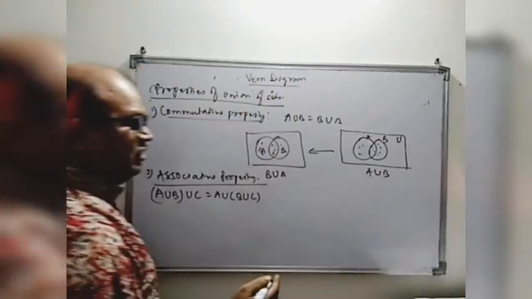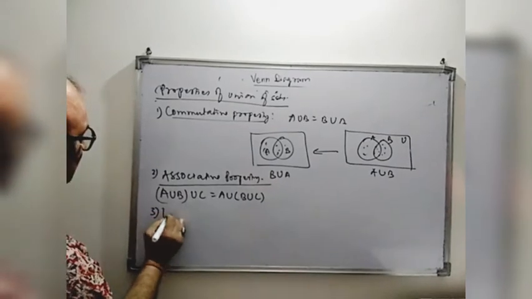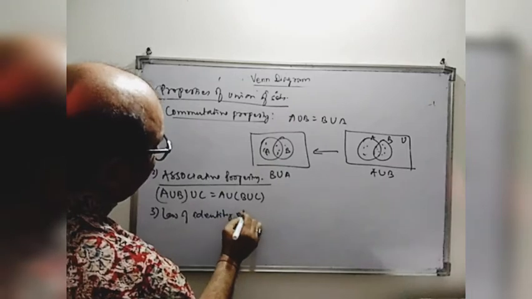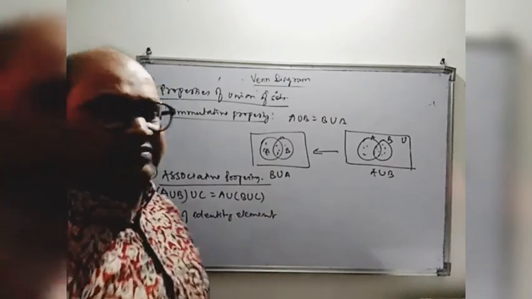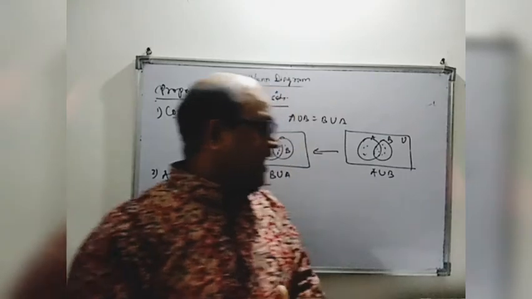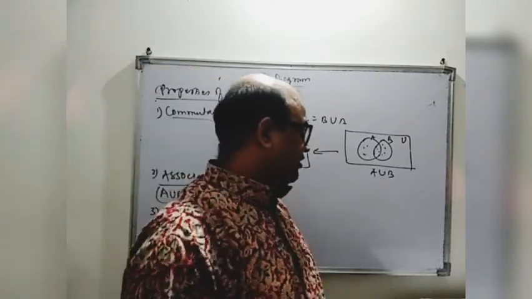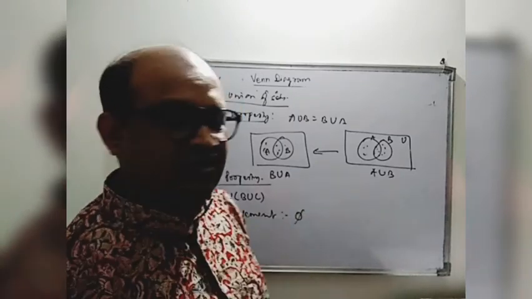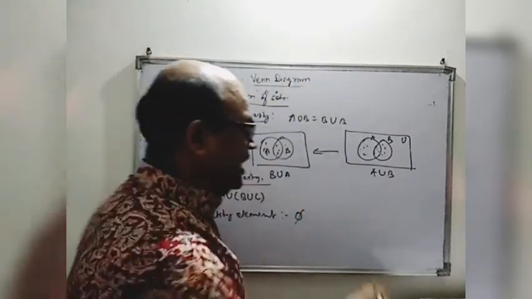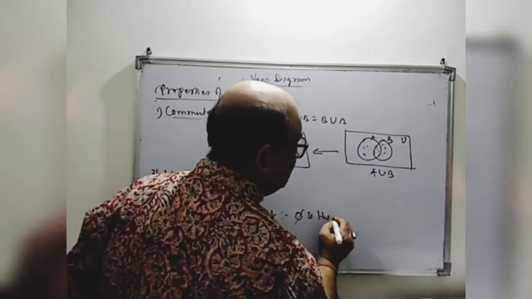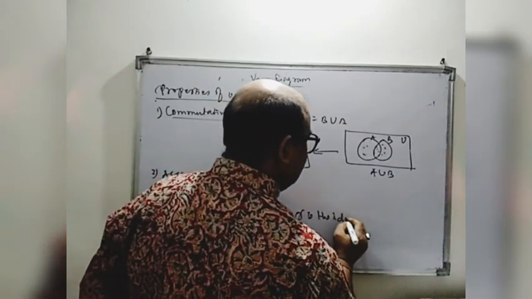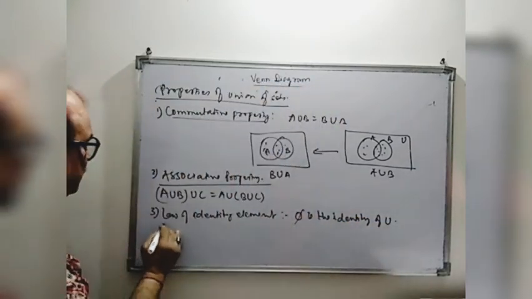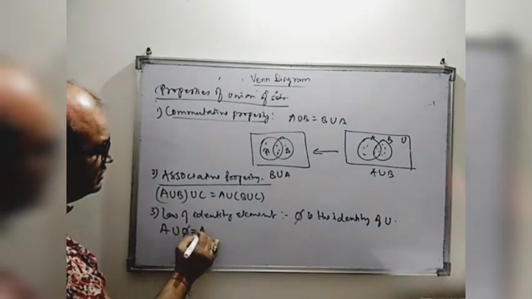Now, next is the law of identity element. What is the law of identity element? Phi is taken as the identity. Phi is your null set, or empty set. So phi is the identity of union. That is, A union phi equal to A itself.